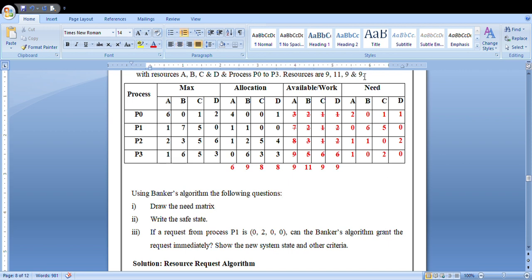So coming to this question, if a request from the process P1 is made, can the banker's algorithm grant the request immediately? As I said, if the requested resource is less than the available resource, the banker's algorithm can grant the request immediately. Next, they have asked to show the new system state and the other criteria.